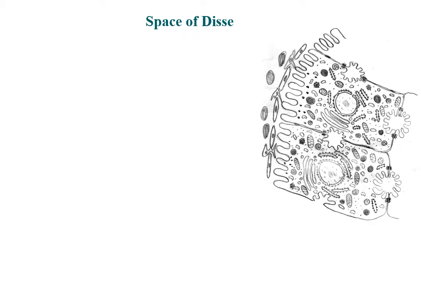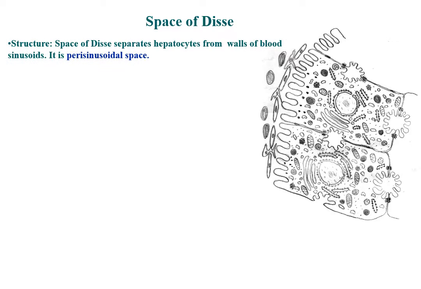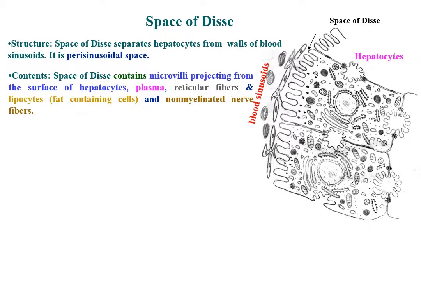Space of Disse is a narrow space that separates hepatocytes from the walls of blood sinusoids. It is the perisinusoidal space. Contents: the space of Disse contains microvilli projecting from the surface of hepatocytes, plasma, reticular fibers, lipocytes (fat-containing cells), and non-myelinated nerve fibers.